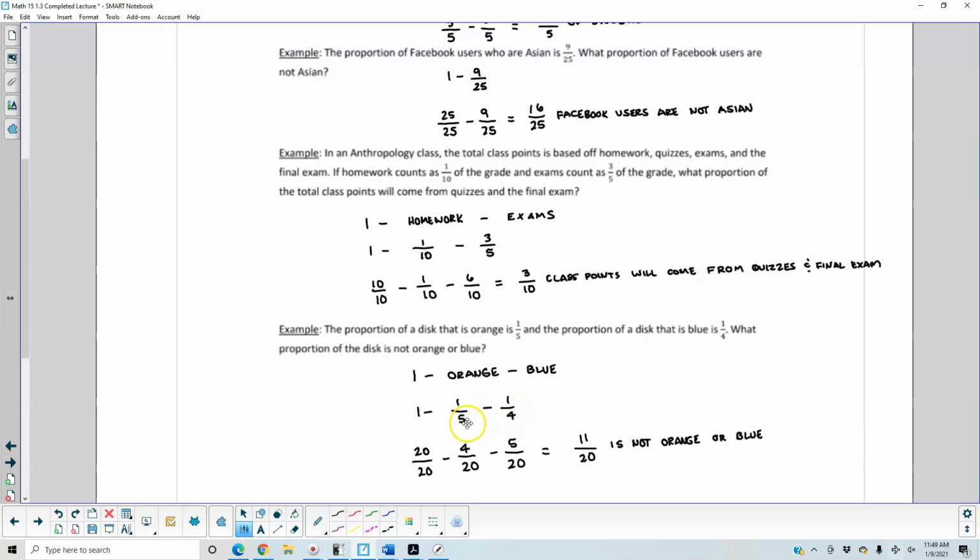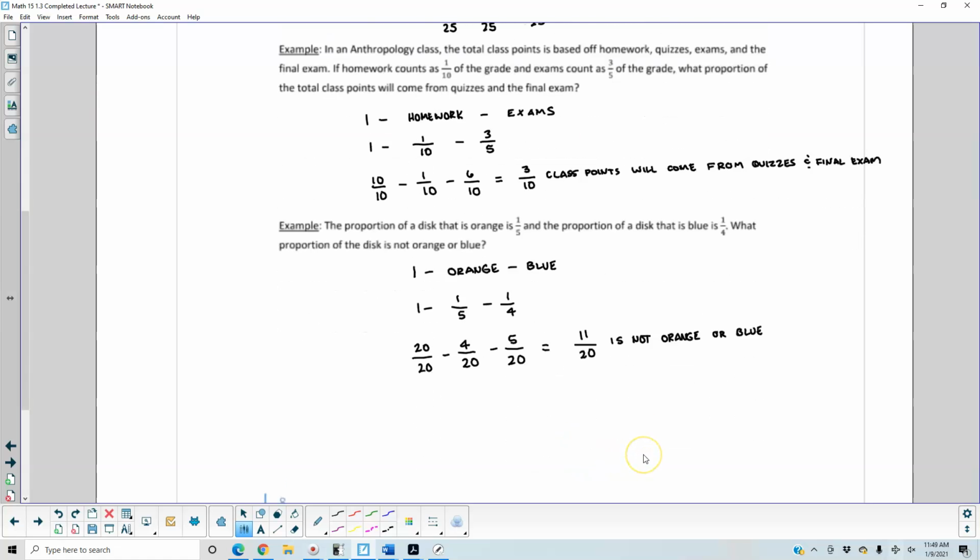So what is the common denominator between 5 and 4? Well, it is 20. So the whole 1 can be written as 20 over 20, minus 1/5 is the same thing as 4 over 20, and 1/4 is the same thing as 5 over 20. So 20 minus 4 is 16, minus 5 is 11. So 11 over 20 is not orange or blue.